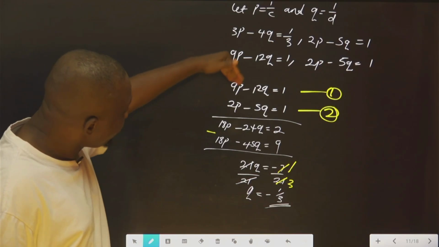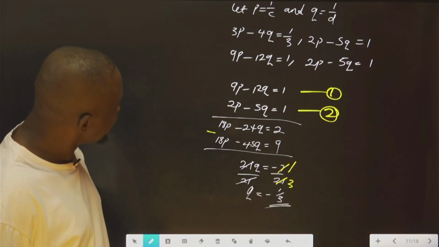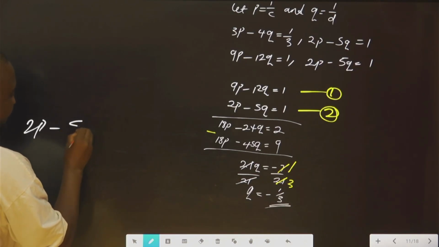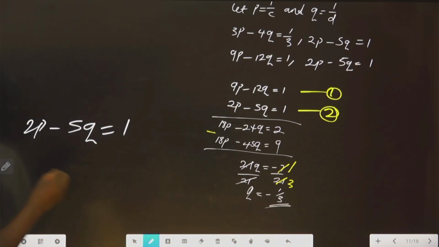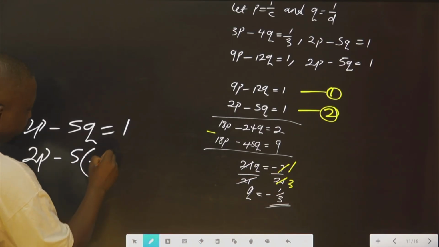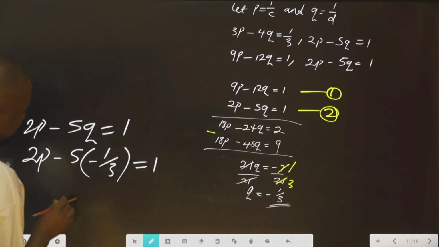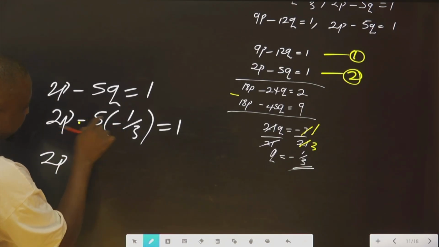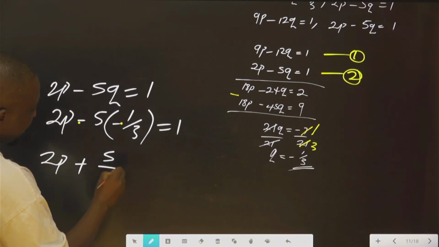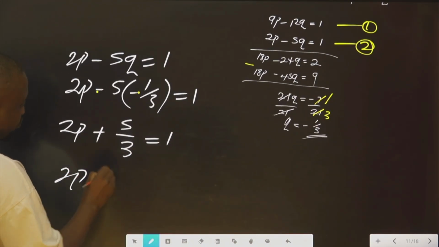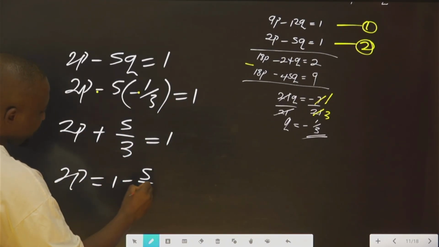After this, we continue. We can take any of the equations, either 1 or 2, and substitute this. Let's take the second one. That is 2P minus 5Q equals 1. In place of Q, we're going to substitute. That is minus 5 times minus 1 over 3 equals 1. Then if you work this out now, you're going to have this as plus. This multiplied by this is plus. 2P plus 5 over 3 equals 1. Then 2P is equal to, you move this to this side, 1 minus 5 over 3.